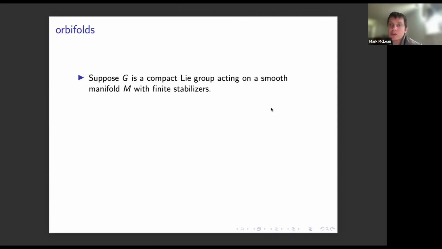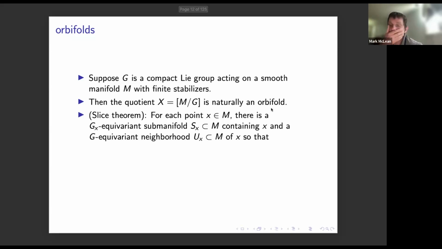But for us, we'll just think of orbifolds in terms of global quotients by Lie groups. If you have a compact Lie group G that acts on a smooth manifold M with finite stabilizers, then you can think of the quotient as an orbifold, and for the purposes of this talk, that's good enough. So we'll think of an orbifold as a manifold modulo a Lie group, where the Lie group acts with finite stabilizers, and you have little slices to this group action.